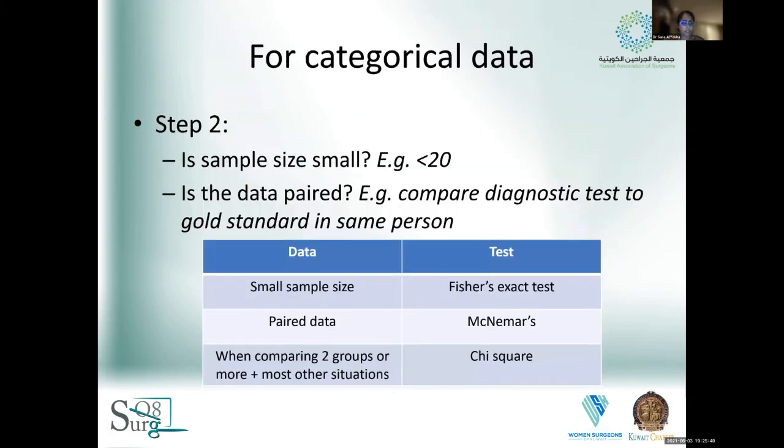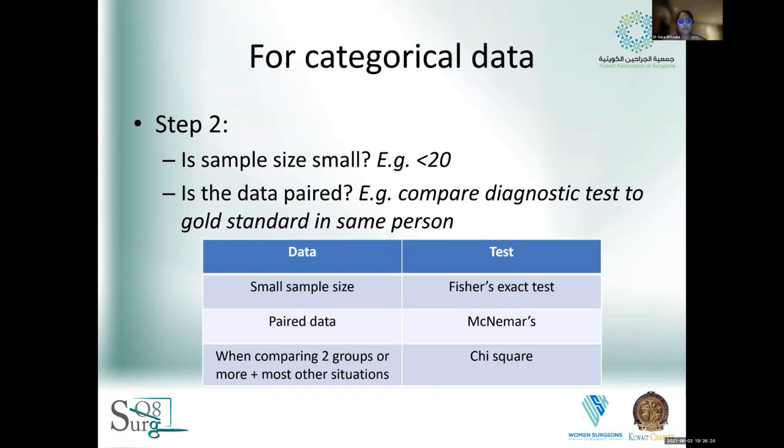Step number two, for categorical data, you're going to ask, is the sample size small, like less than 20? Is the data paired? And what do I mean by paired data? For example, if I was going to compare a diagnostic test versus the gold standard in the same person. For example, I'm going to test a commercial swab to a 3D printed swab. So you swab me twice. This is paired data because you're using the same test in the same person. Unpaired data is you're comparing a swab in me to somebody else. So now we're not paired, we're two different people.